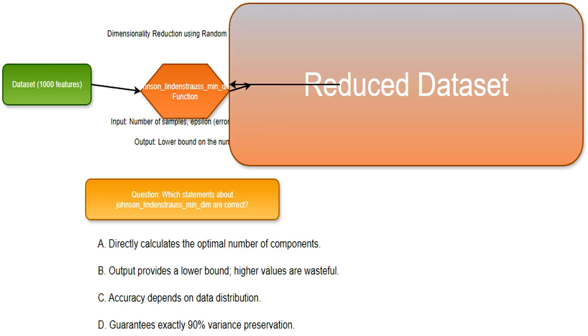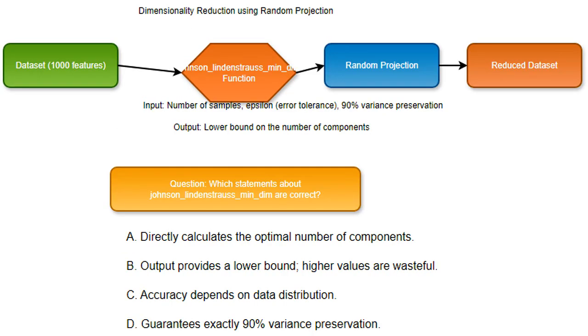The johnson_lindenstrauss_min_dim function doesn't find the single, best number of dimensions. Instead, it gives you a minimum. There might be better numbers of components, and the optimal number might depend on factors beyond the scope of the lemma. This is also false.